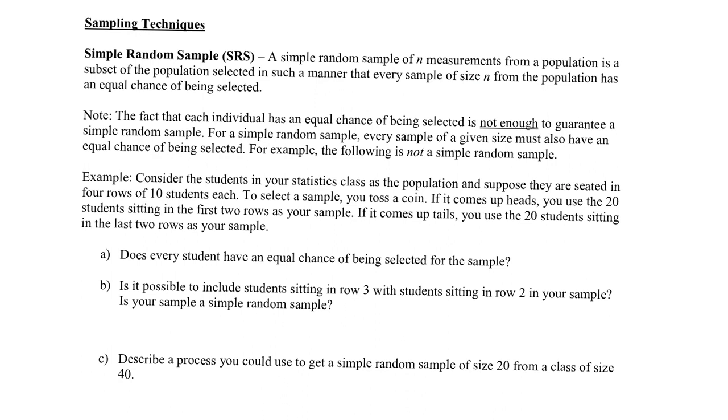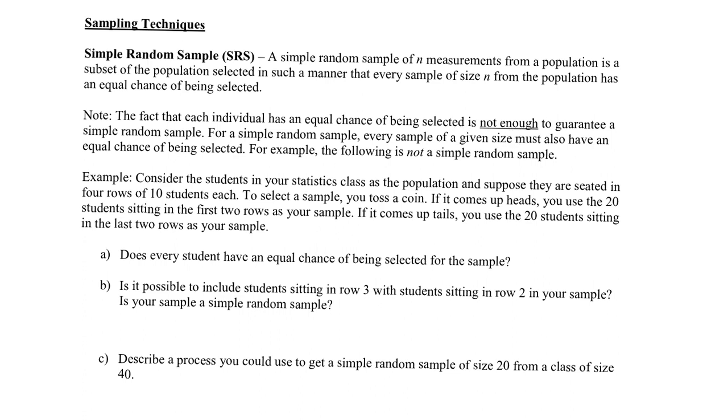So let's look at some sampling techniques. The first one to look at is one you've probably heard of, a simple random sample. This is one that is done in such a manner that every sample of size n from the population has an equal chance of being selected. Now the part that may seem a little strange is the sample of size n, where n is some integer. So we have to choose the sample in a way that every sample of size 7, for instance, has an equal chance of being selected. And the fact that each individual has an equal chance of being selected is not enough to guarantee a simple random sample.